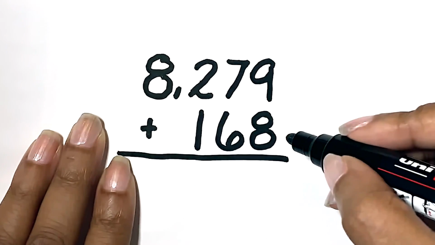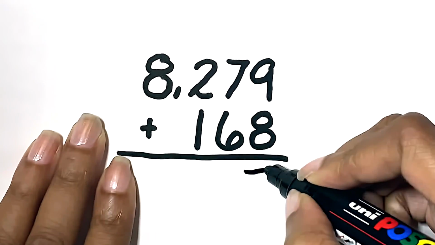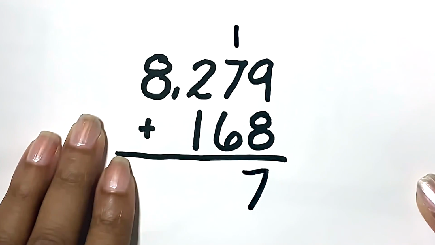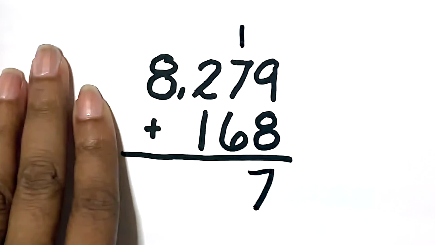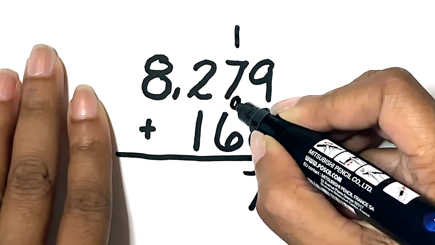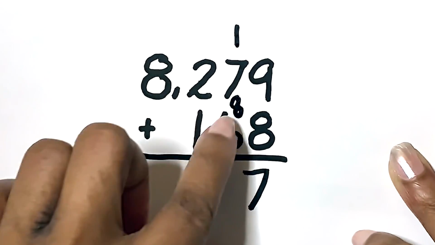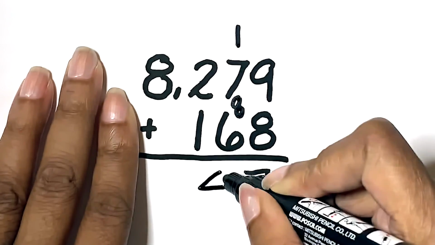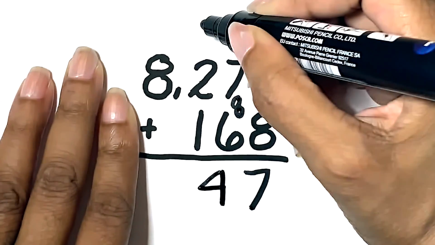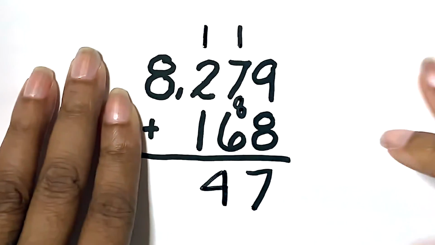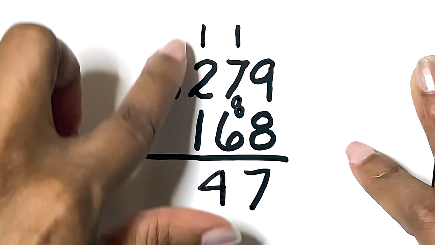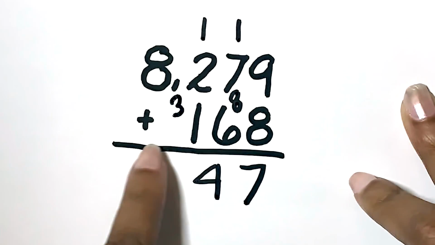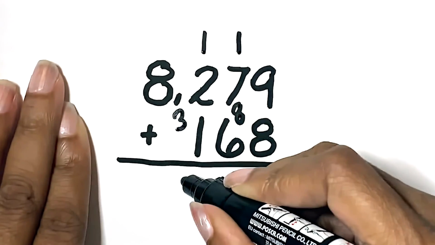9 plus 8 is 17. So bring the 7, and we're going to carry the 1 over here. 1 plus 7 is 8, and I hope y'all can see it. 8 plus 6 is 14, and we're going to have to carry it over again. So we bring the 1 on top of the 2. 1 plus 2 is 3. 3 plus 1 is 4.